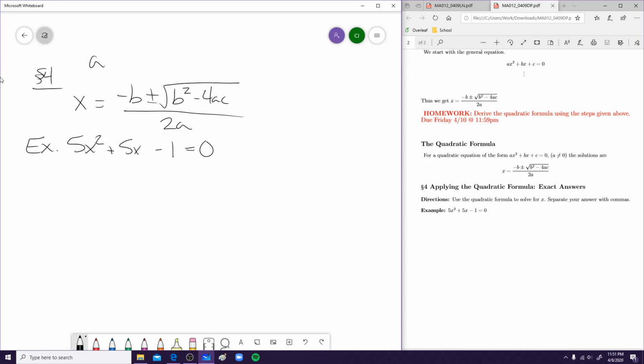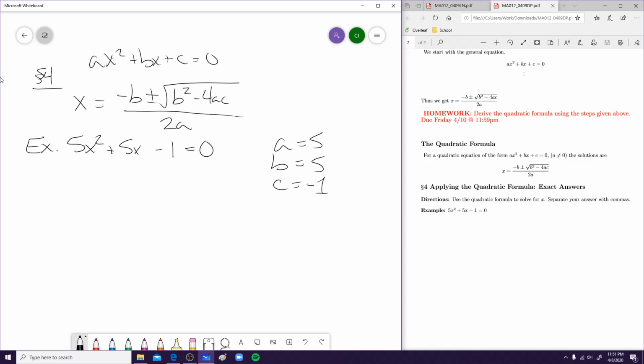So recall the quadratic equation ax squared plus bx plus c is equal to 0. So over here, a is 5, b is 5, and c is negative 1.